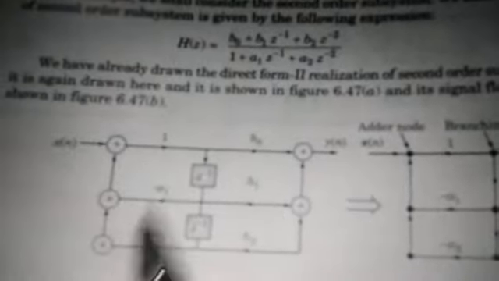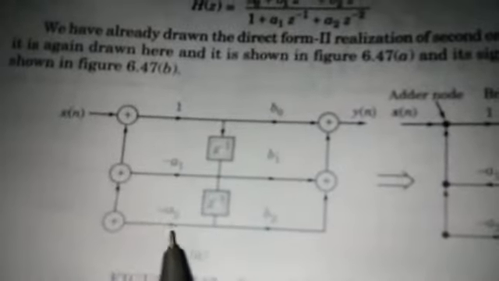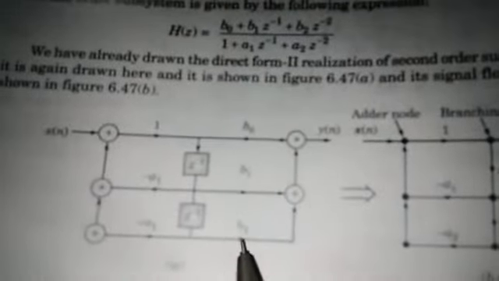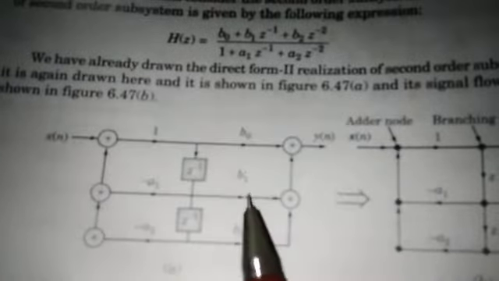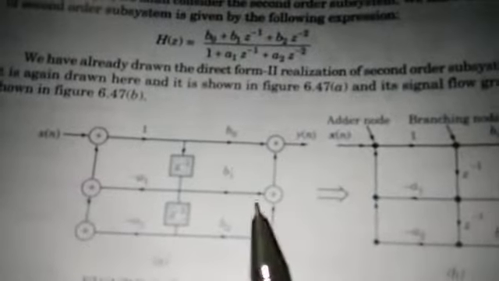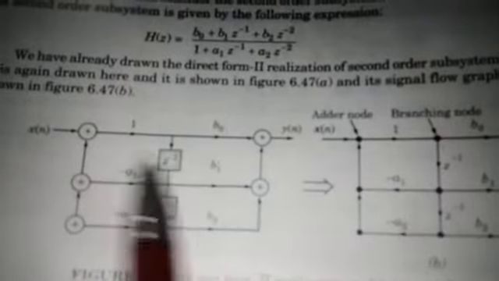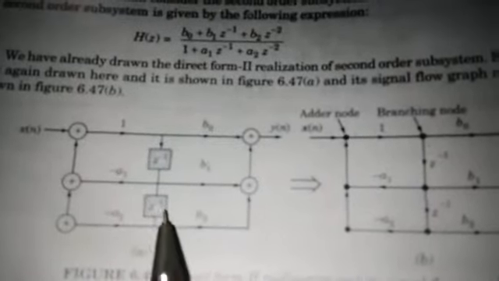Here you can see the zeros and the poles, with minus a1 and minus a2, and here b0, b1 and b2. And here is 1 in the denominator, this one line shown here. So this is the pole-zero form, that is the direct form 2 structure, with poles and zeros connected with common delays.